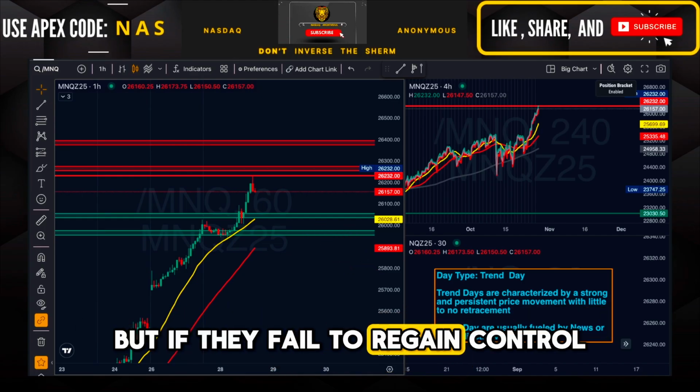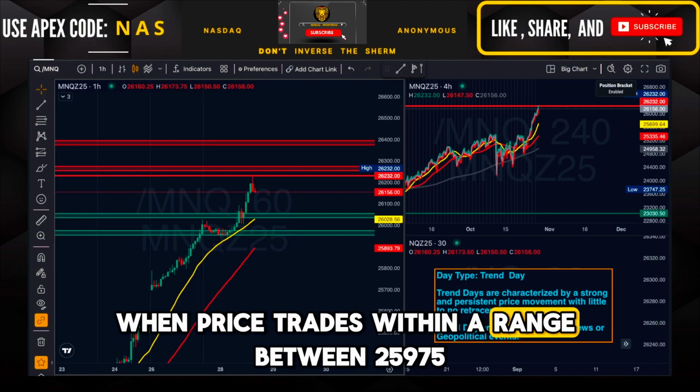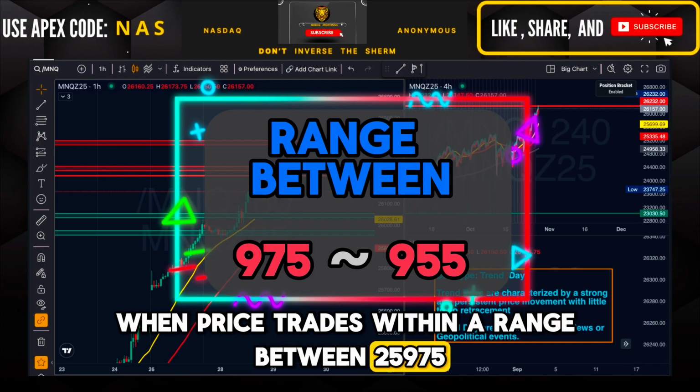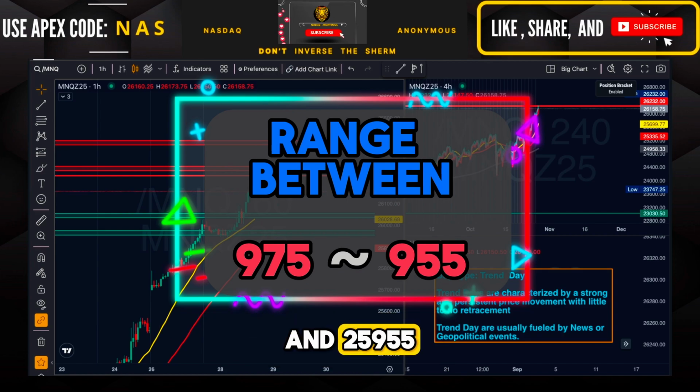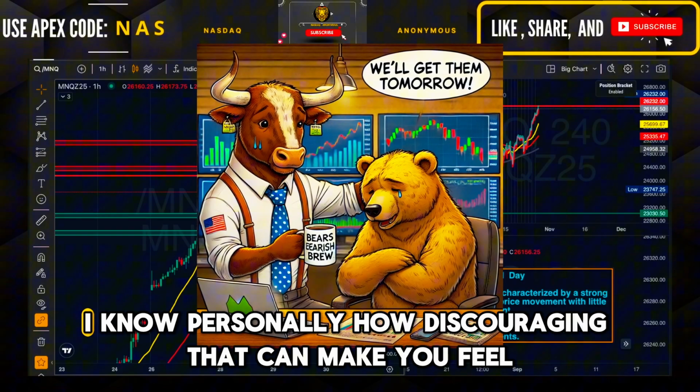But if they fail to regain control, then I'll be watching the reaction when price trades within a range between 975 and 955.